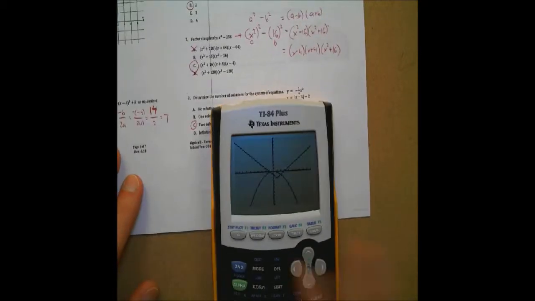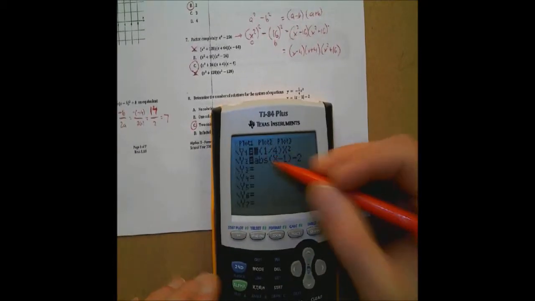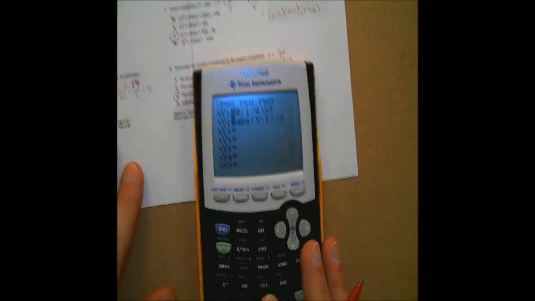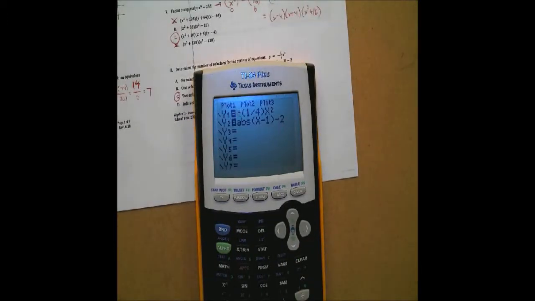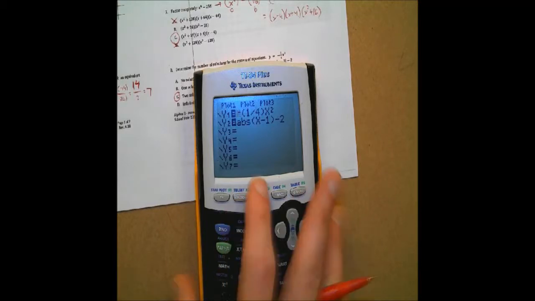Outside the parentheses? Yeah. Because really, I only put the 1/4 in parentheses because it's a fraction. Whenever you type fractions into the calculators, I recommend you put parentheses around the fractions. X squared, yeah, it should be fine. So, okay.